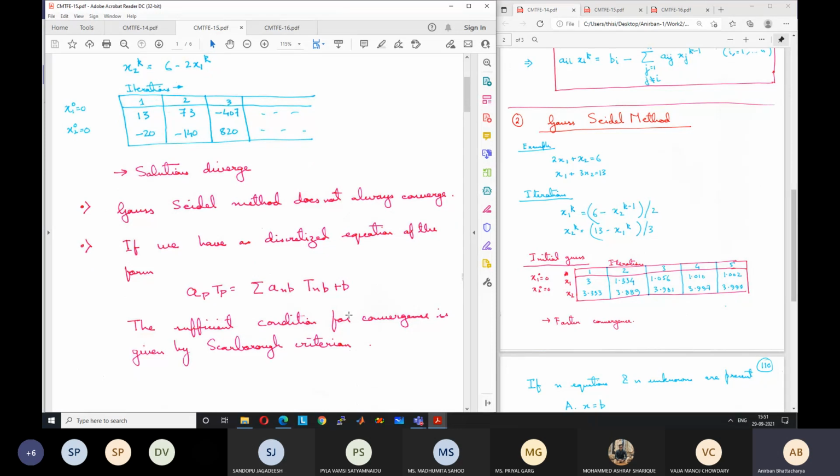There is a condition which is known as the Scarborough criteria. This Scarborough criteria guarantees that convergence will occur. If this criteria is satisfied, convergence will occur. So this is known as a sufficient condition. This is not a necessary condition, but it is a sufficient condition. What is the difference between necessary condition and sufficient condition?